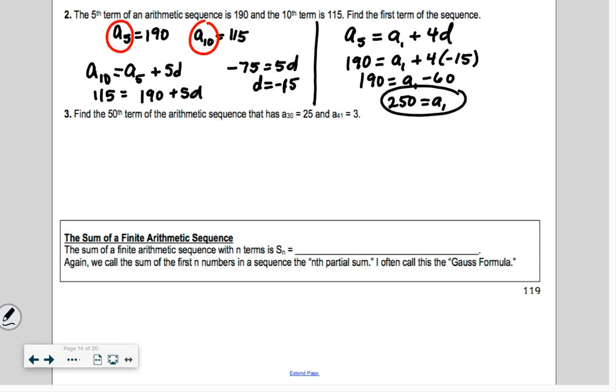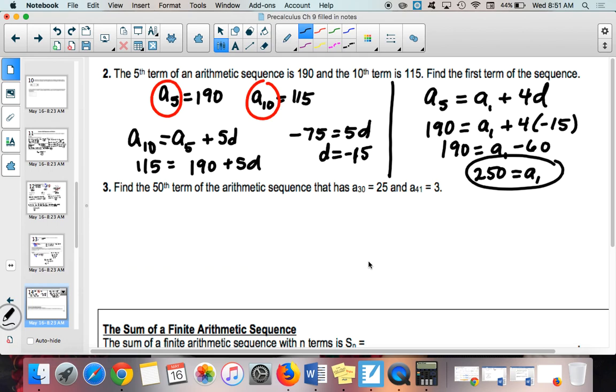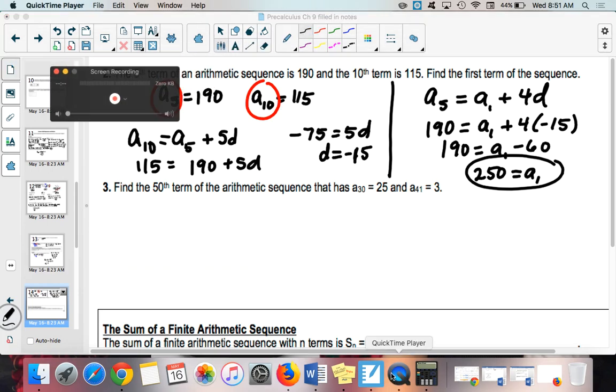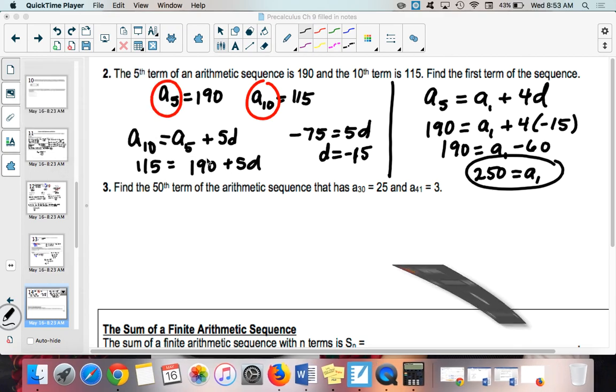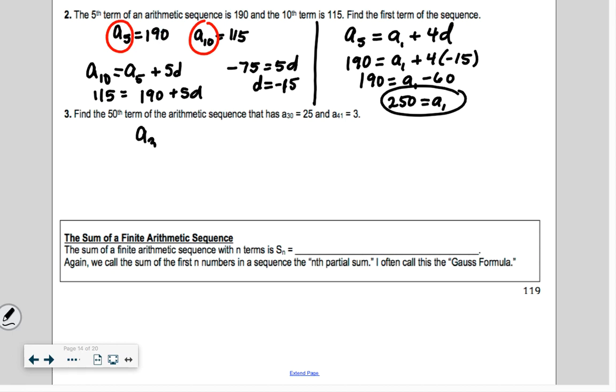Write an equation that relates the 2, find the common difference, then find the 50th term. All right, so we're going to relate the 2 that we were given. We're given the 30th and the 41st. If I start with the 30th and I want to get to the 41st term, how many common differences do I need? 11. So I have 25 plus 11D is equal to A sub 41, which is 3. We subtract the 25 over, we get -22 is equal to 11D. Did you guys all get D is equal to -2?